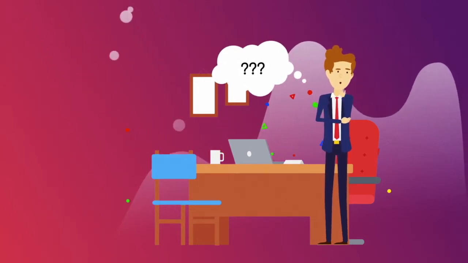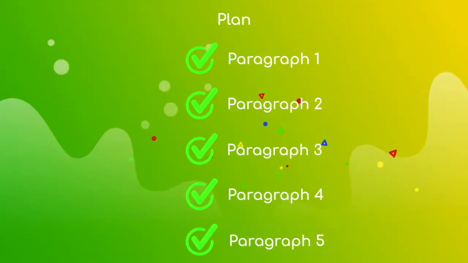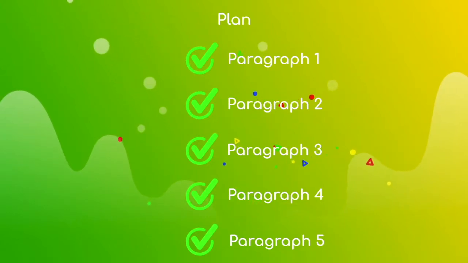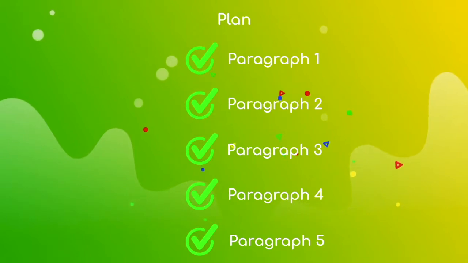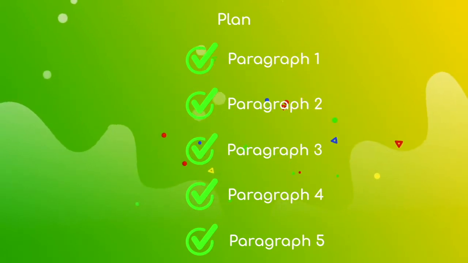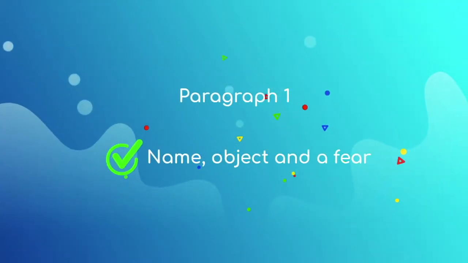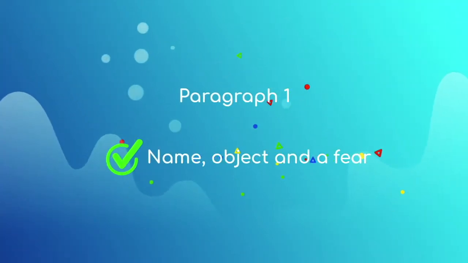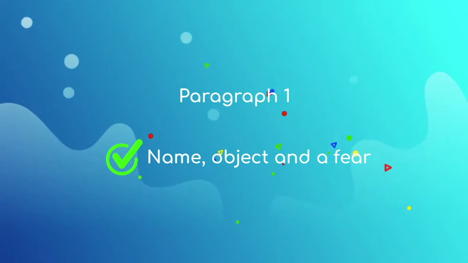First things first, let's make a plan. For our plan, we are going to break our story up into paragraphs, 1, 2, 3, 4, and 5, and we're going to figure out what we need to put in each paragraph. Get ready, because this is where it begins. For our plan, in paragraph 1, you need to think of the name of the main character, an object that is important to them, and something they are afraid of.